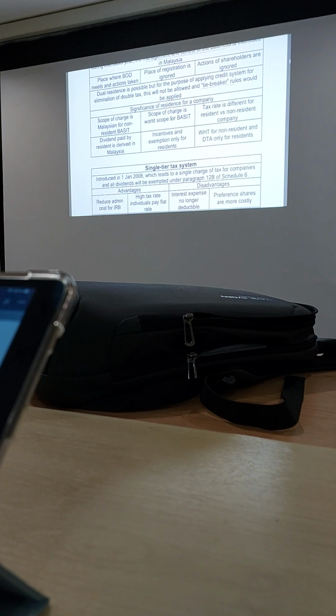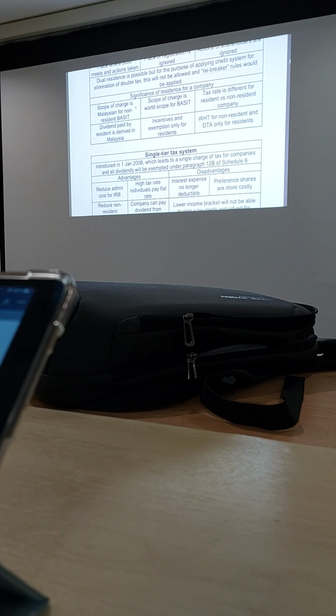Okay, now, significance of residence for a company. Scope of charge is Malaysian-sourced income for a non-resident basis. Scope of charge is world scope for a resident basis. Okay, are we okay in this part?